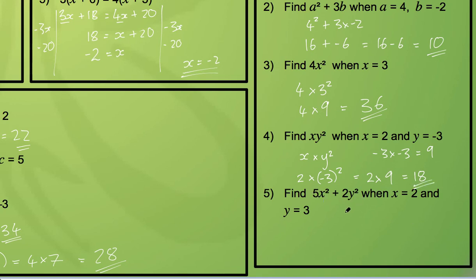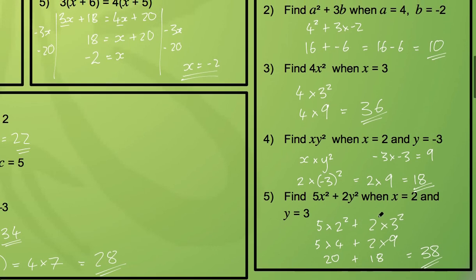Find 5x squared plus 2y squared when x is 2 and y is 3. Again, I need to do the squaring first. 5 times 2 squared plus 2 times 3 squared. That is 5 times 4 plus 2 times 9. That is 20 plus 18, so the answer is 38, using the correct order of operations all the way through. And that's it for the algebra revision map.